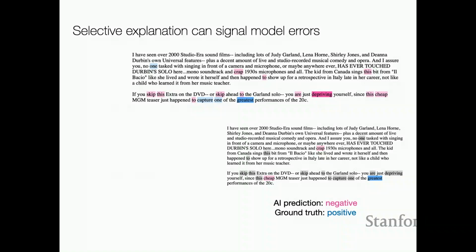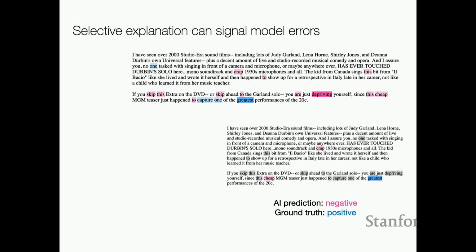So let's look at one example, right? This is an example where the model made a mistake. The ground truth is a positive review, but the AI thinks it is negative. If you look at the original explanation, the reason is the model picked up some questionable negative words. It thinks stop words and also the word depriving are indicators of negative sentiment, which is questionable.